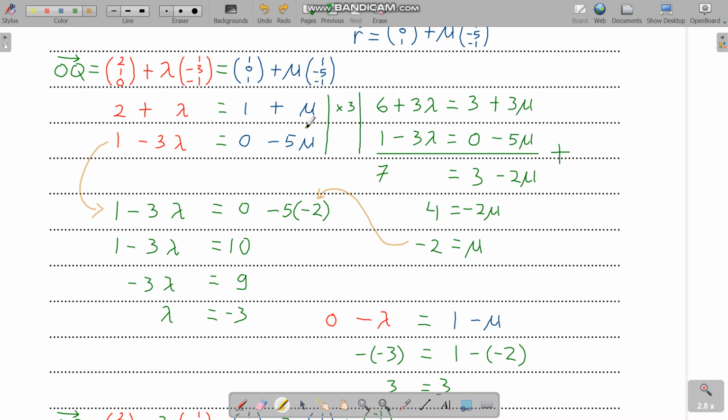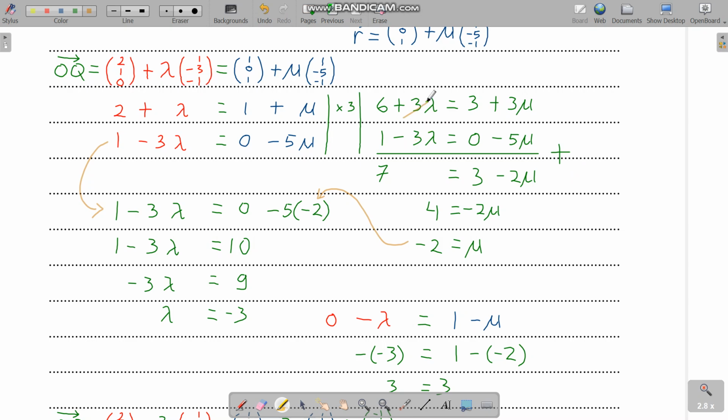Now we can substitute or eliminate to find the lambda and the mu. So here we can multiply throughout by 3. So everything times 3, we get this, and then we can just add to cancel out the lambda, to eliminate lambda, and then we get the value of mu. If we solve, we get the value of mu. And after we find the value of mu, we can plug into one of the equations. So just use this equation, replace the mu with -2, we can find the lambda.